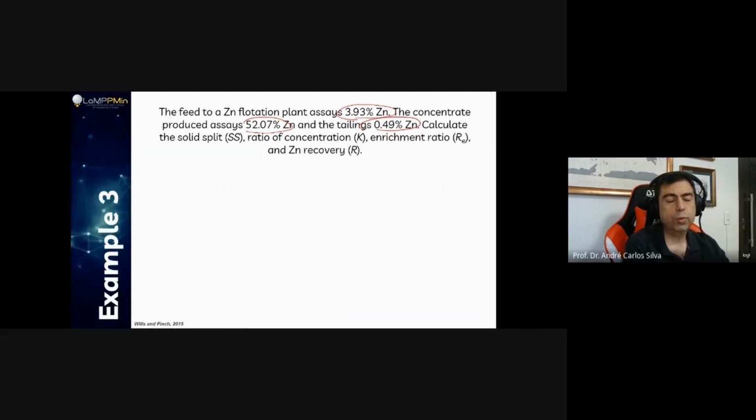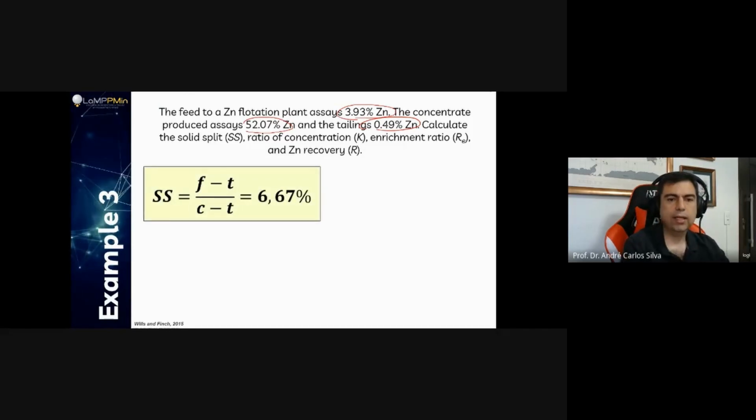Just take a look that we don't have any flows. This is also a standard situation for mineral processing plants, because sometimes it's quite difficult to correctly measure the flows. So we can make all the calculations without any flows. And how can we do this? We can go straight for the solid split, because we have again all the grades, and we have this solid split as 6.67%.